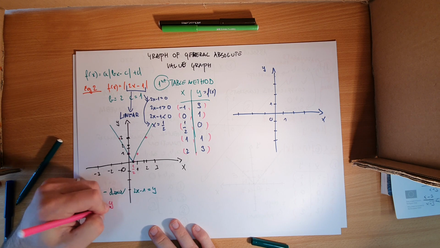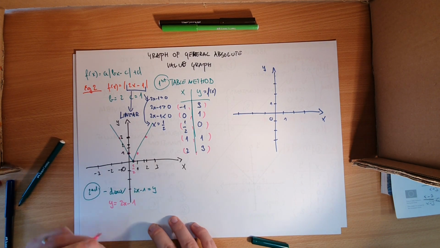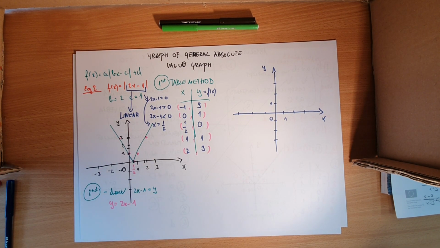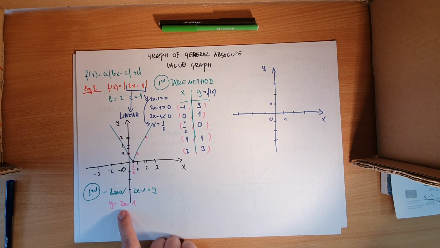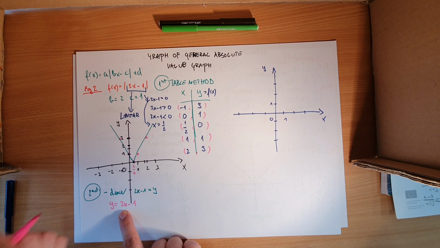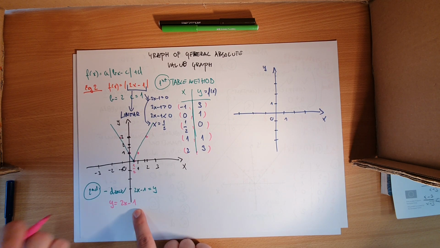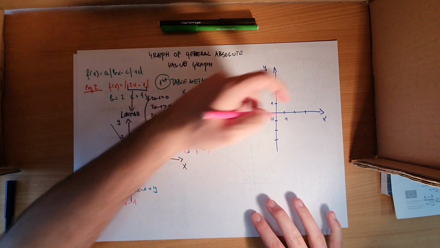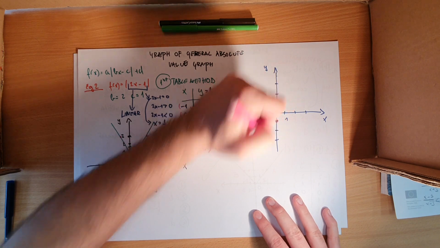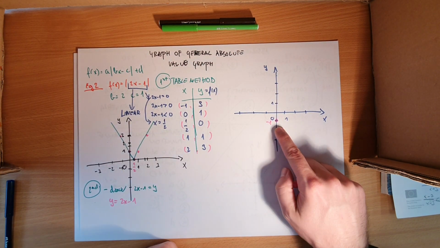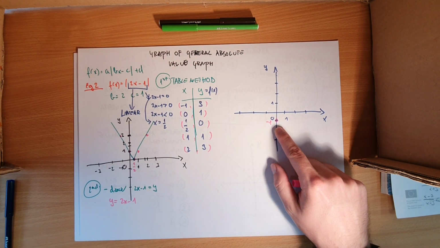Let me write down y equals 2x minus 1. For the linear function, let's go through it once again. 2 is with the x, which means it is the slope, while minus 1 is the y-intercept. Oh, minus 1. Here we go. We got the first point. Here is the y-intercept.